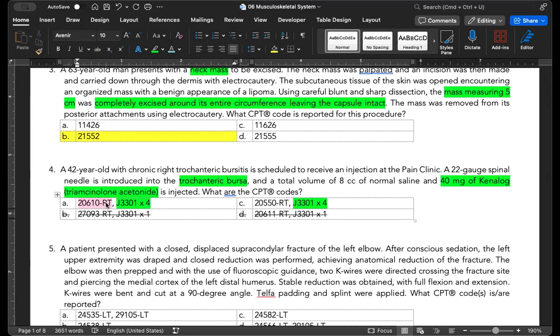So we're going to use, let me make this a different color. So we're going to use the 20610, and then we would append an RT modifier to indicate that it was done on the right shoulder.